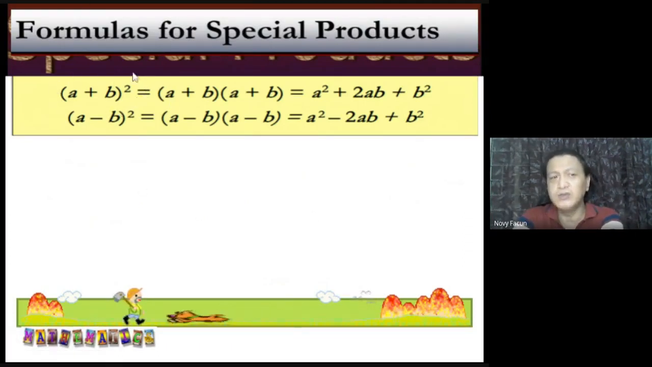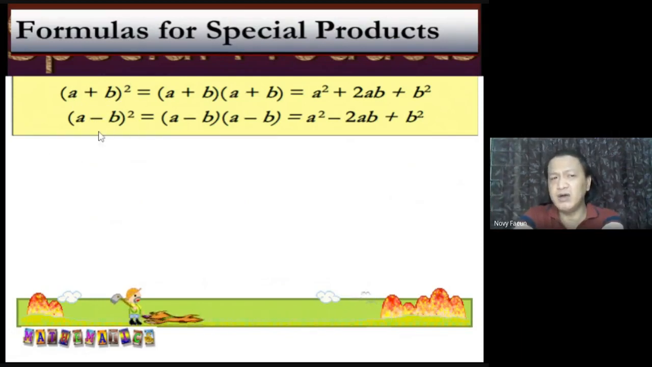Kaya nga siya square of binomial. If you're going to expand this, pwede mo siya ipakita as a plus b times a plus b kasi nga square meaning dalawang beses. Kaya multiply mo yung a plus b sa sarili niya. Kaya nga two terms siya, I mean, two quantities na naka-binomial. If you're going to expand this using the FOIL method, we have a square plus 2ab plus b square. So magiging trinomial siya. Always trinomial yung magiging final answer natin kapag ang given natin ay square of binomial.